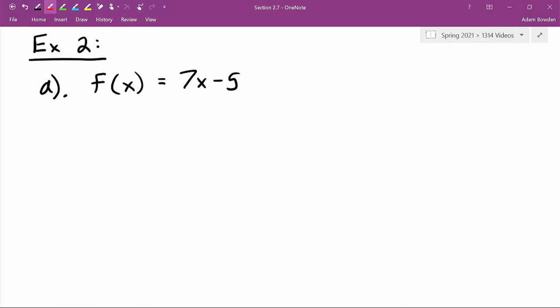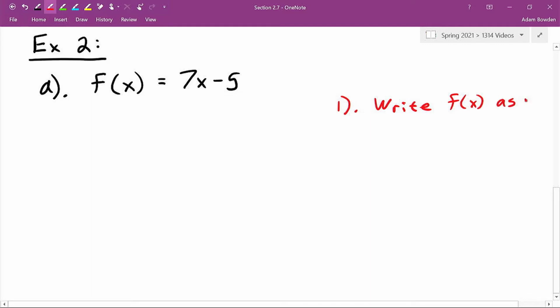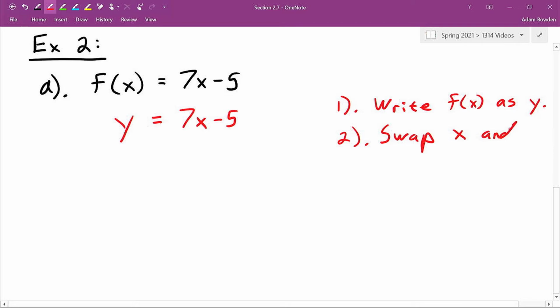Okay, the first thing we need to do when trying to solve for the inverse is to write our function f of x as y equals. So we're going to replace f of x with y. So in this case, I would change it to y equals 7x plus 5. The second thing to do, kind of the key step to make the inverse happen, is to swap the x and the y. So we'll change it into x equals 7y minus 5.